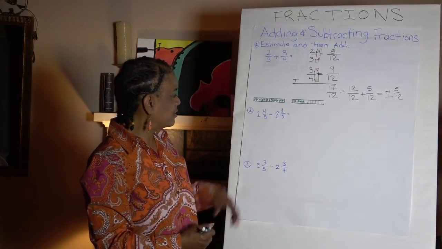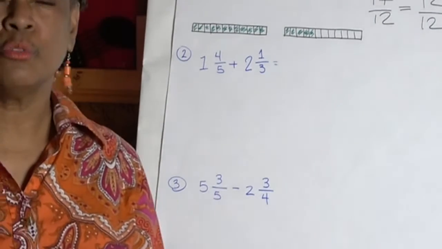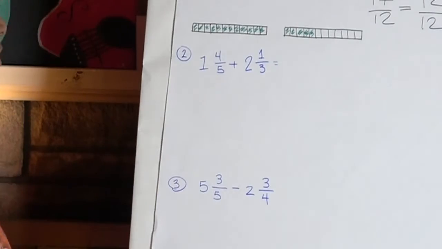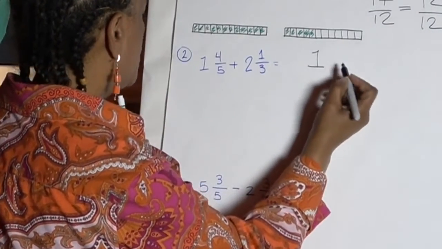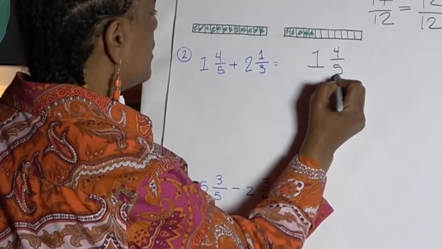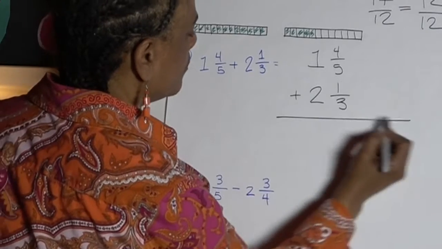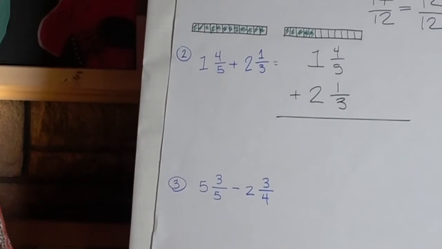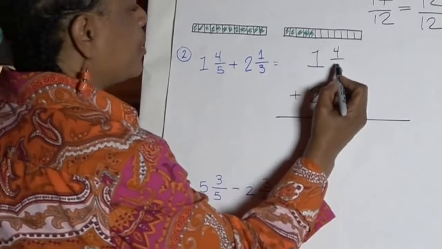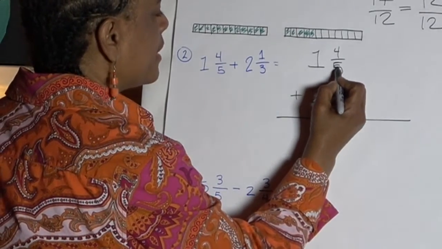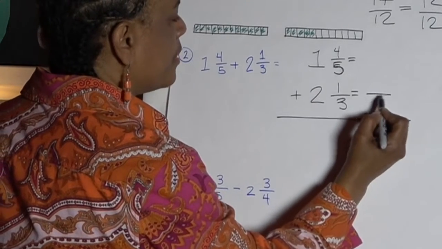All right, now let's do 1 4/5 plus 2 1/3. I wanted to do some that had mixed numbers. So again, I'm going to write it vertically. I don't have to. 1 4/5 plus 2 1/3. So again, I need to find common denominators. So in this case, my common denominator between a 5 and a 3 is going to be 15.